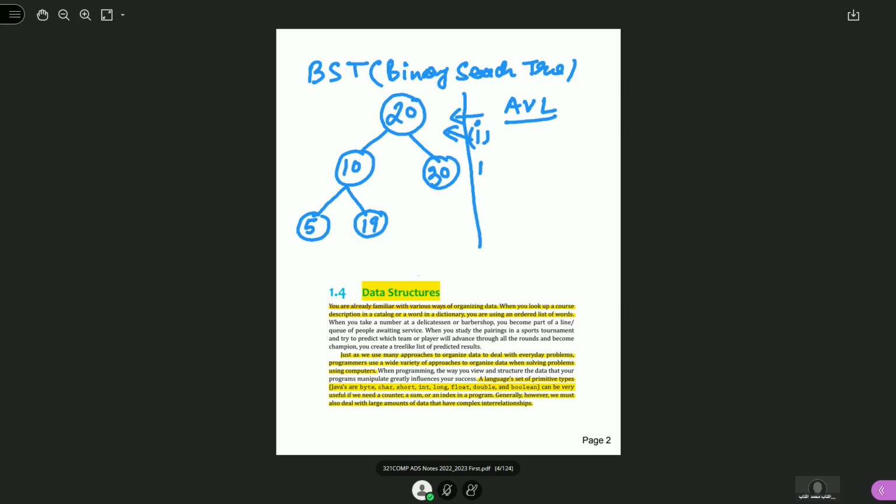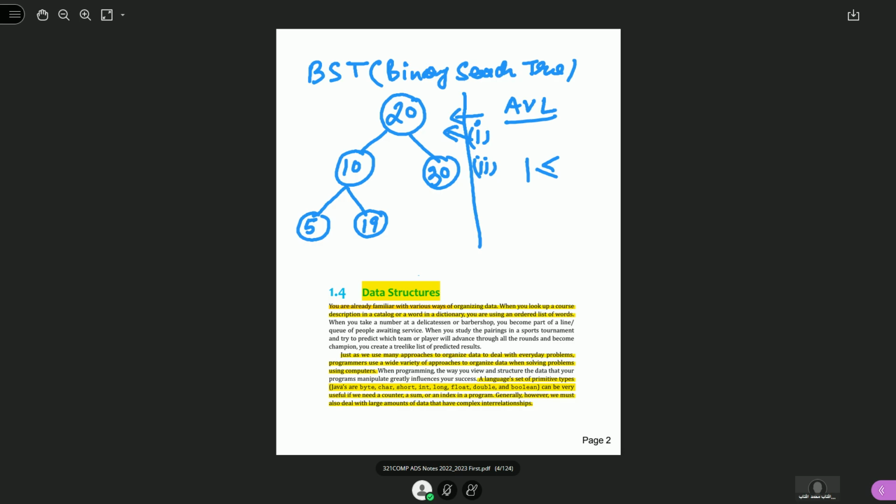Second condition. The balance factor of any node should be less than or equal to 1. Less than or equal to 1 means it can be 0, it can be 1. The difference means always you will make the bigger minus the smaller, which means always the number will be positive. Try to understand the difference. Difference means always bigger minus smaller.